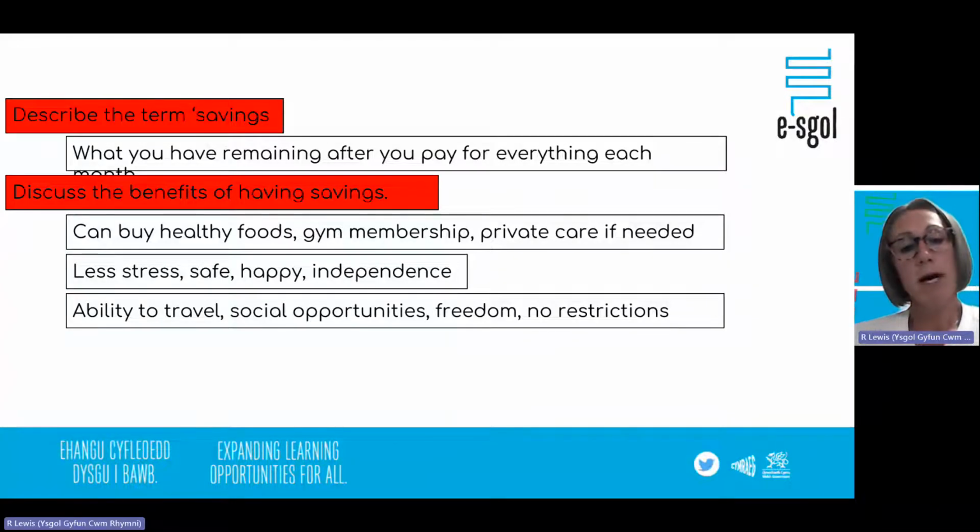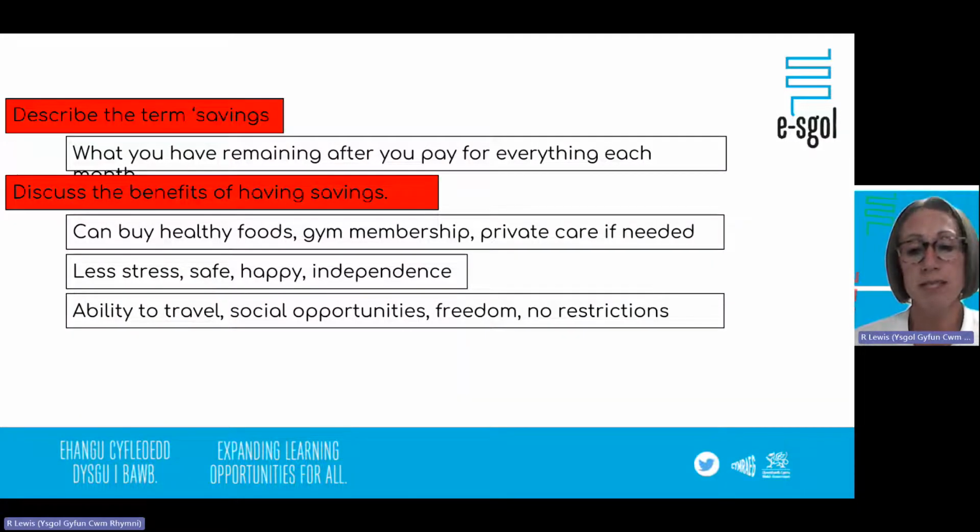Okay, so I went perhaps for the physical aspect first. So we looked at that if I had a lot of savings, I could get healthy food, I could possibly pay for gym membership, and I could get private healthcare if needed. Okay, so that is just looking after my physical health. I then went for, right, how would I feel if I had a lot of savings? And we looked at perhaps the emotional side of it.